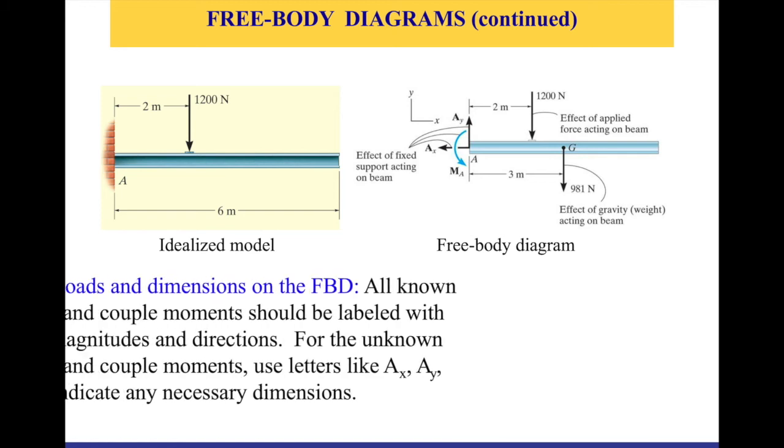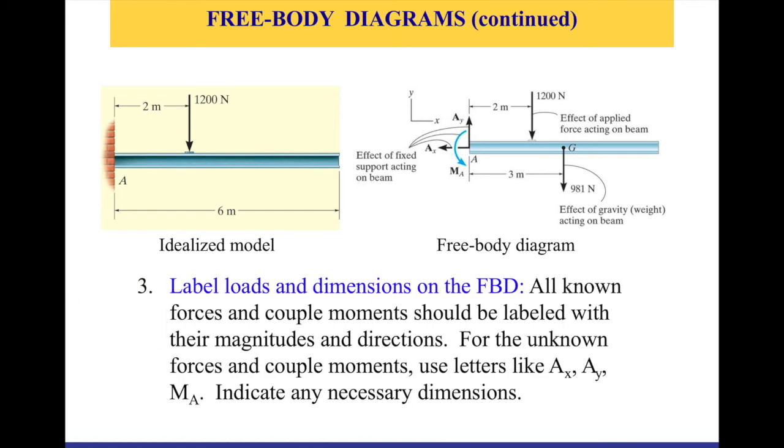After doing this, you label loads and dimensions on the free body diagram. All known forces and couple moments should be labeled with their magnitude and directions, and for all unknown forces and couple moments, we use the letters AX, AY, and MA around the point A here. And indicate any necessary dimensions for your free body diagram. Also, the location of the couple moment should be very important when you select it.